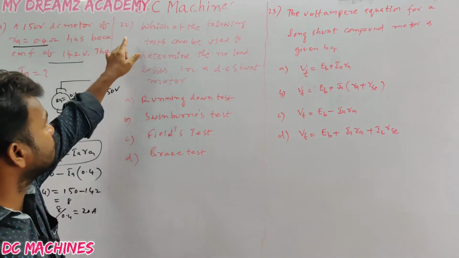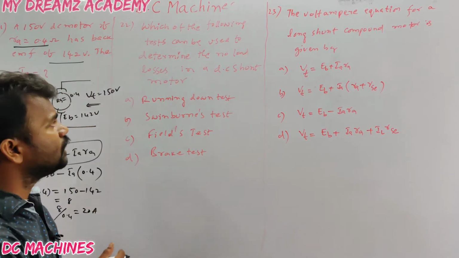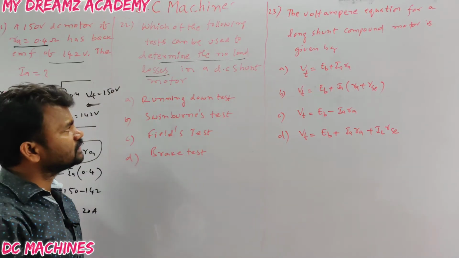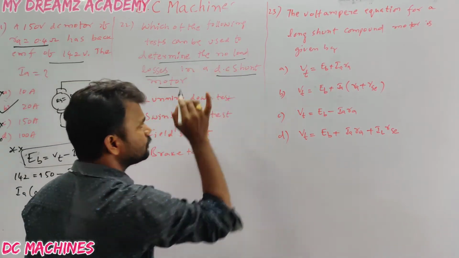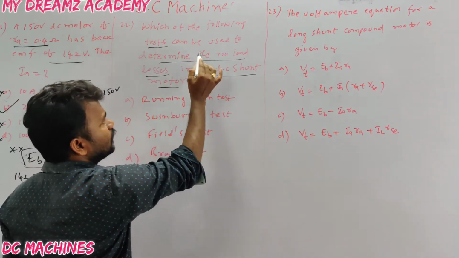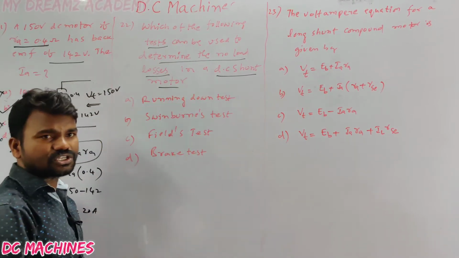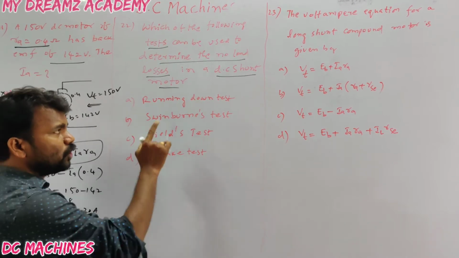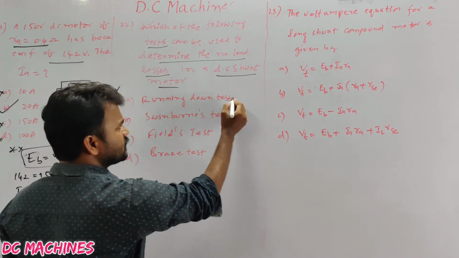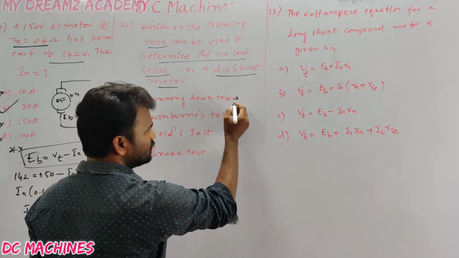We will see the next question, 22. Which of the following tests can be used to determine the no load losses in a DC shunt motor? For only the shunt motor, the options are given. The running down test can be measured.